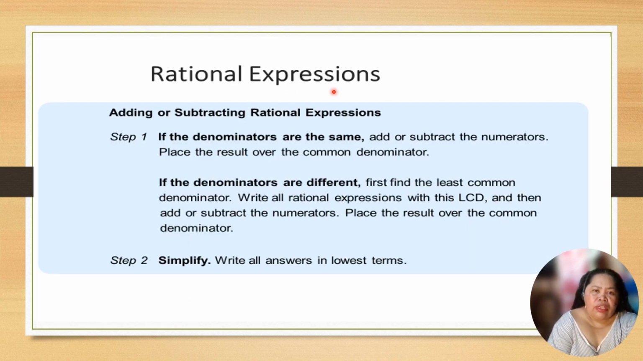In adding or subtracting rational expressions, we need to follow these steps. Step 1: if the denominators are the same, add or subtract the numerators. Place the result over the common denominator. If the denominators are different, first find the least common denominator, write all rational expressions with this LCD, and then add or subtract the numerators. Place the result over the common denominator. Step 2: simplify. Write all answers in lowest terms.